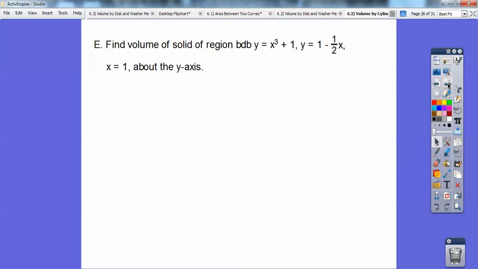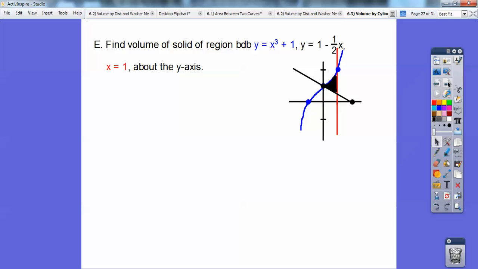Anyways, so find the volume, one more problem. Find the volume of the solid of the region bounded by y equals x cubed plus 1, that's a cubic equation, and this linear equation, y equals 1 minus 1/2 x, and x equals 1, about the y-axis. So these are y equals x equations about the y-axis, so this one's a cylindrical shell one.